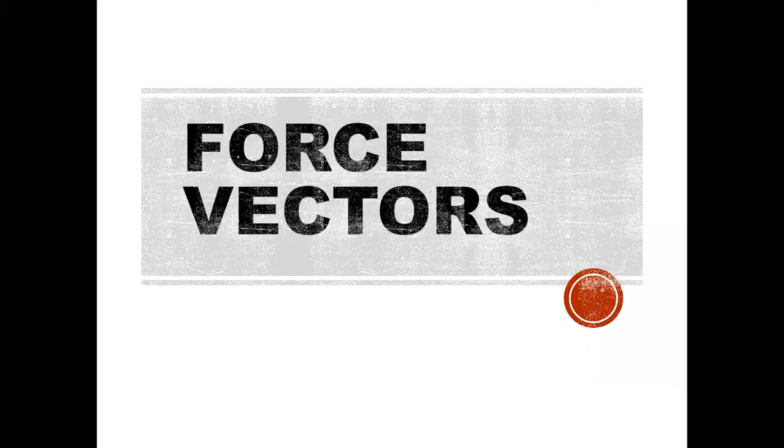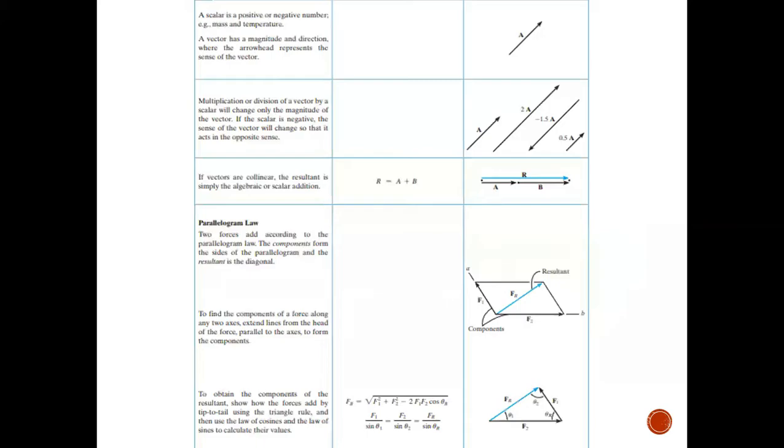Here we are entering the second chapter, force vectors. What are force vectors? A scalar is a positive or negative number, such as mass and temperature. A vector has a magnitude and direction, where the arrowhead represents the sense of the vector. On the right side is the vector, and the multiplication or division of a vector by a scalar will change only the magnitude of the vector. If the scalar is negative, the sense of the vector will change so that it acts in the opposite sense.